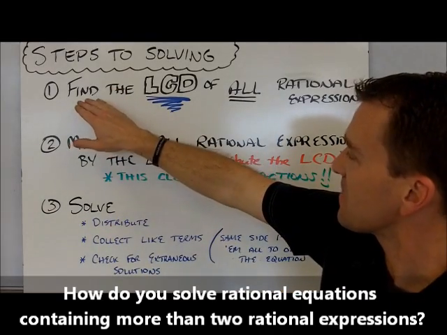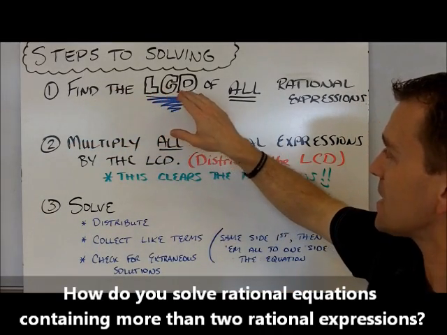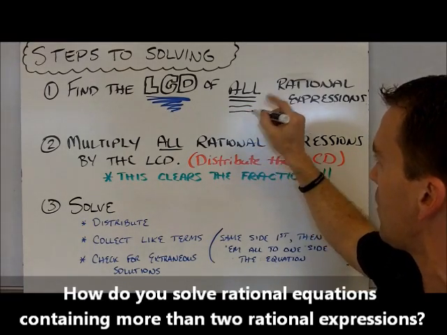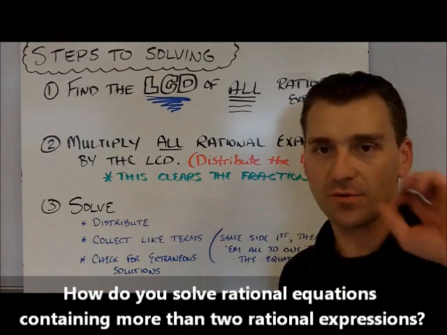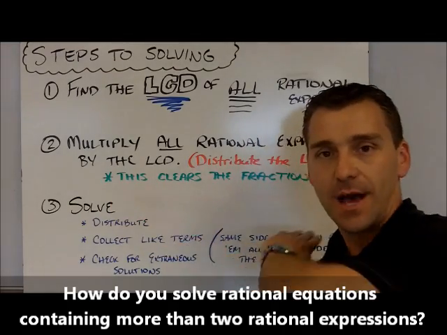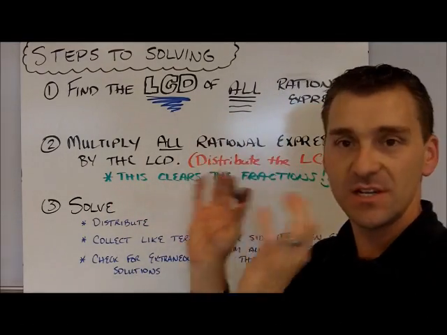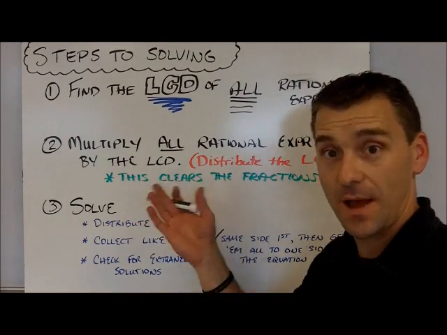So 2 on one side and 1 on the other, or whatever. So first thing is to find the least common denominator of all, there's a key word, all of the rational expressions. Don't just do the left side, don't just do the right side. Do it all. All of the rational expressions, find the LCD of that. So that's step number 1.